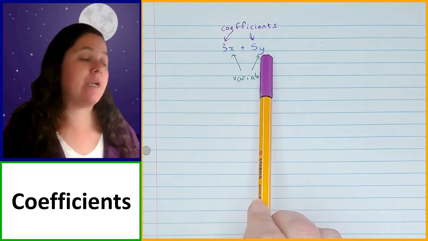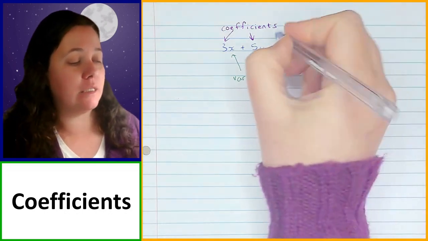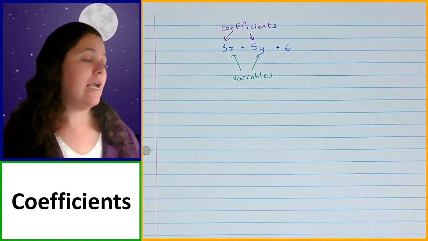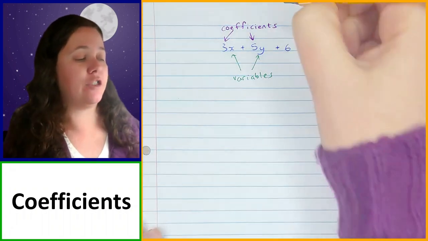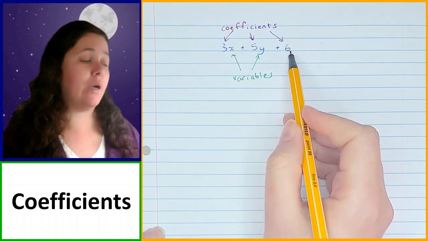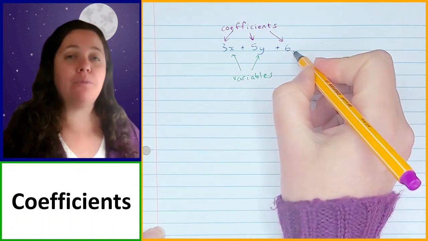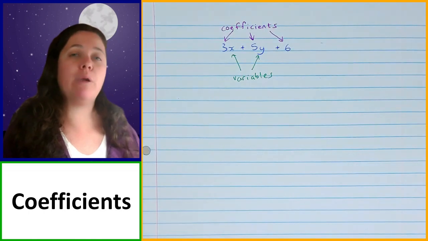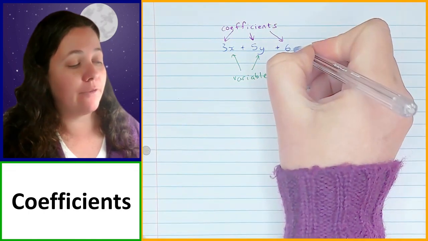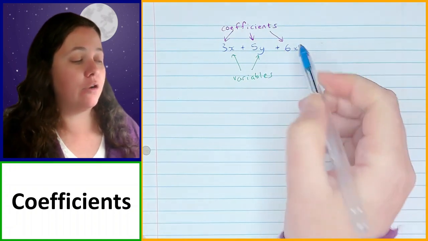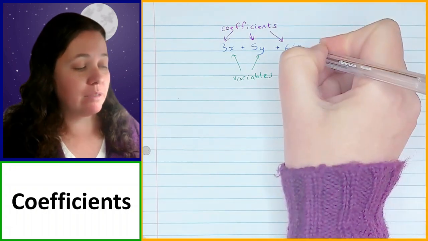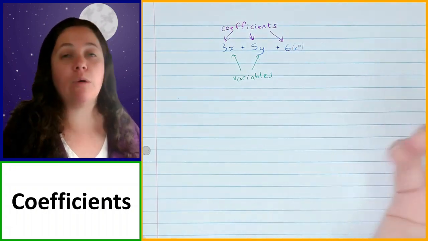Now you can also have a constant over here, so plus 6, for instance, then this is also a coefficient as well, but this kind of coefficient is a special one because it doesn't have a visible variable attached. But remember, we've learned about the rules of exponents. So I could actually have over here x to the power of 0, which is the same as 1, which means that it would not be visible. It's just going to be 6 times 1, which is just 6.